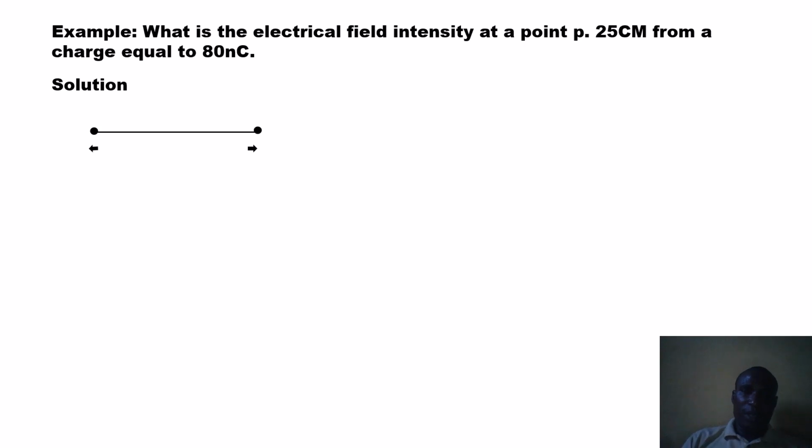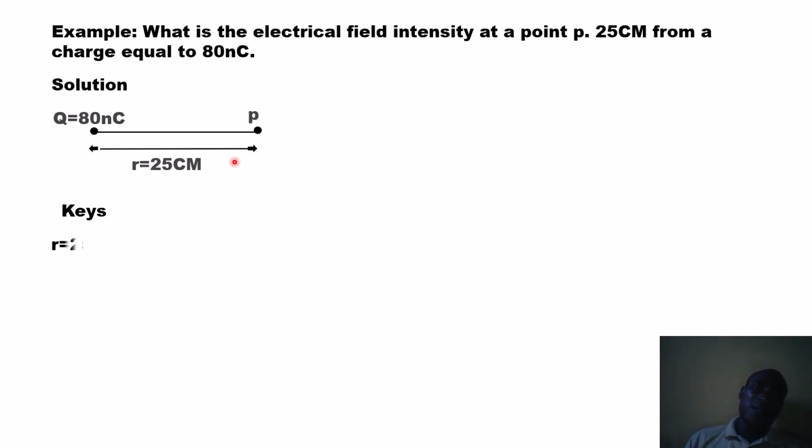Now, let's work the solution. This is the main charge, electric field. This is the point P. So from here to here, we are told is 25 centimeters. The charge here is 80 nanocoulomb, while this is the point P, then we have the distance, which is 25 centimeters. Note this n, which is nano, 80 nanocoulomb is going to be converted to coulomb. And this 25 centimeters should be what? Because when we talk about distance, we are talking about meters. So we are going to convert it to meters.